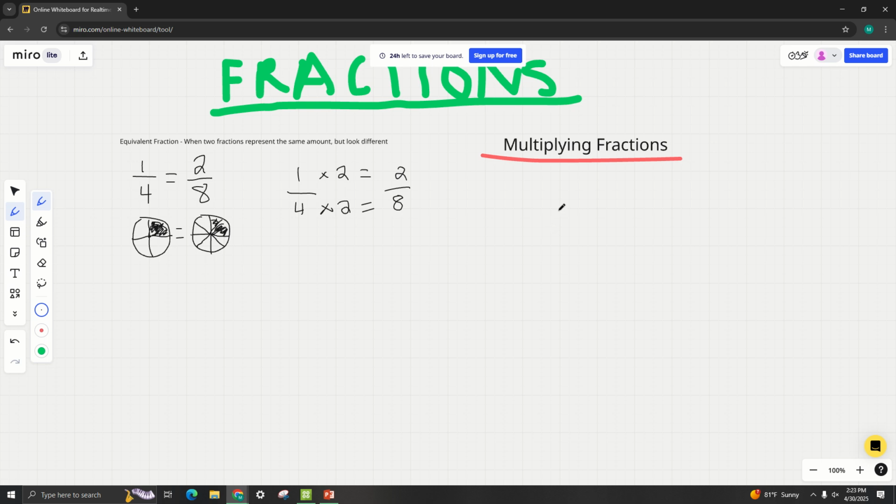So, let's just get right into it. You may have noticed it already when I was representing how we got our equivalent fraction of 2/8 over here. But multiplying fractions is really easy, because what we're going to do is multiply straight across the top and straight across the bottom. So I'll even write that out here as a little rule.